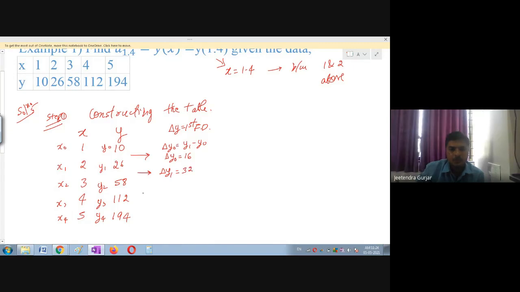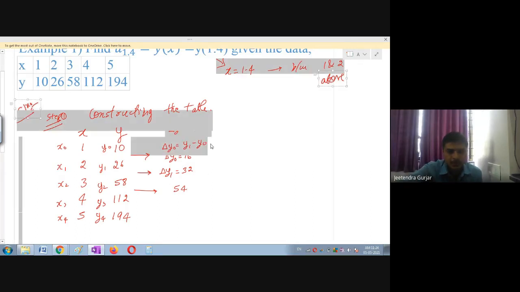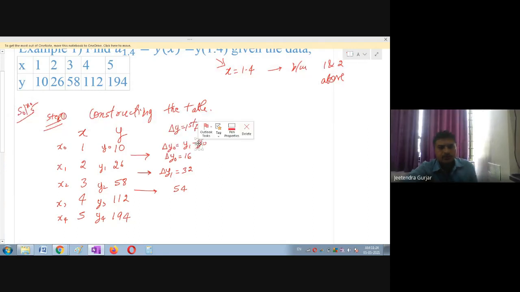Next, go for delta y2. Please tell me 112 minus 58. 112 minus 58 is 54. Okay, so like this, you are going to write the difference. You are not required to write this formula every time. You can easily understand now how to do the difference table.